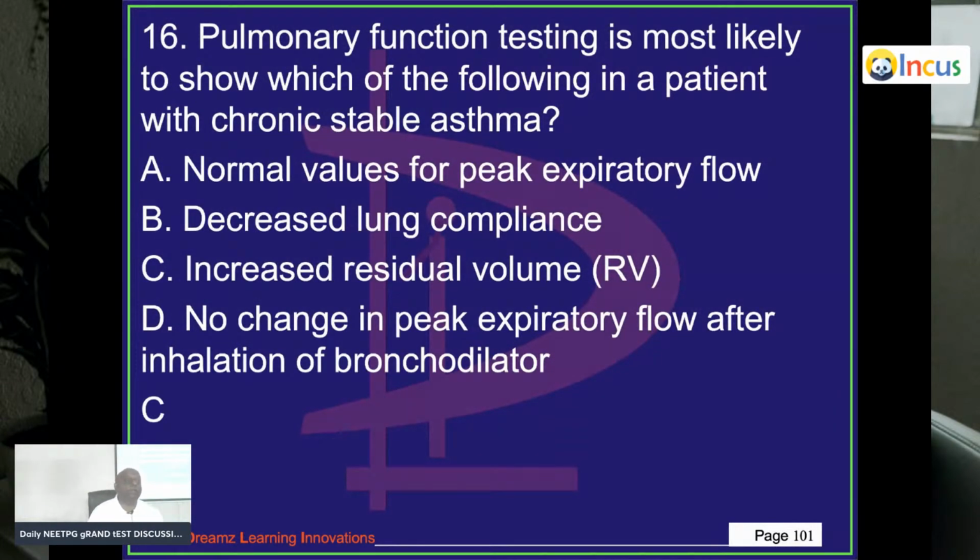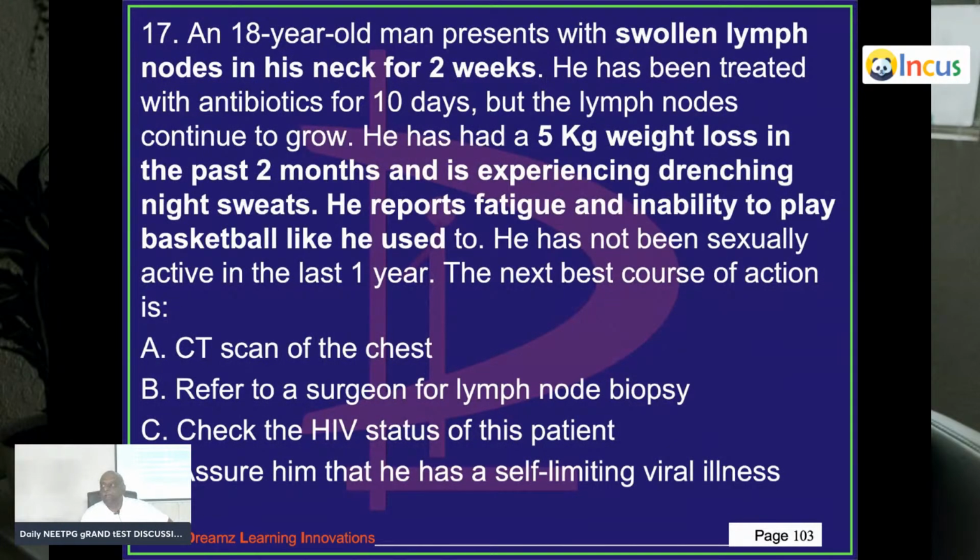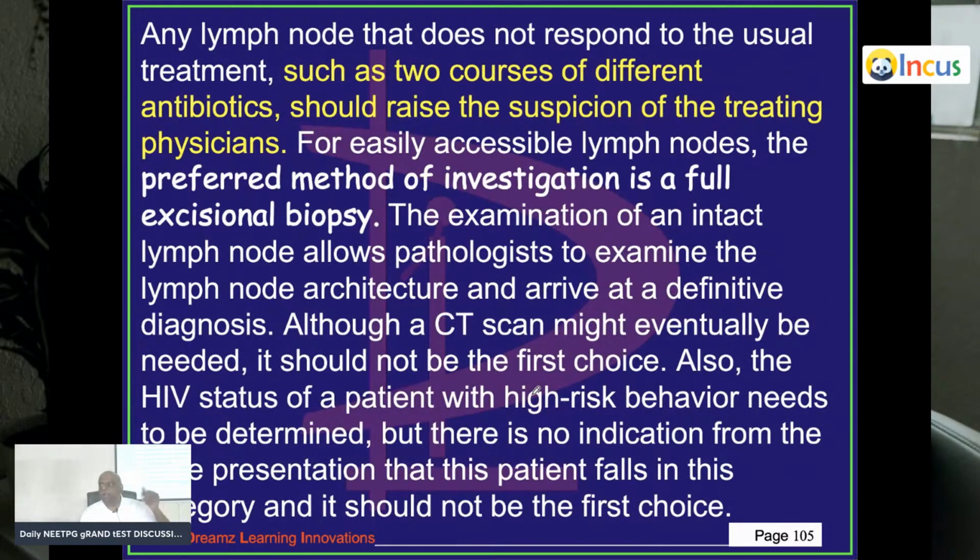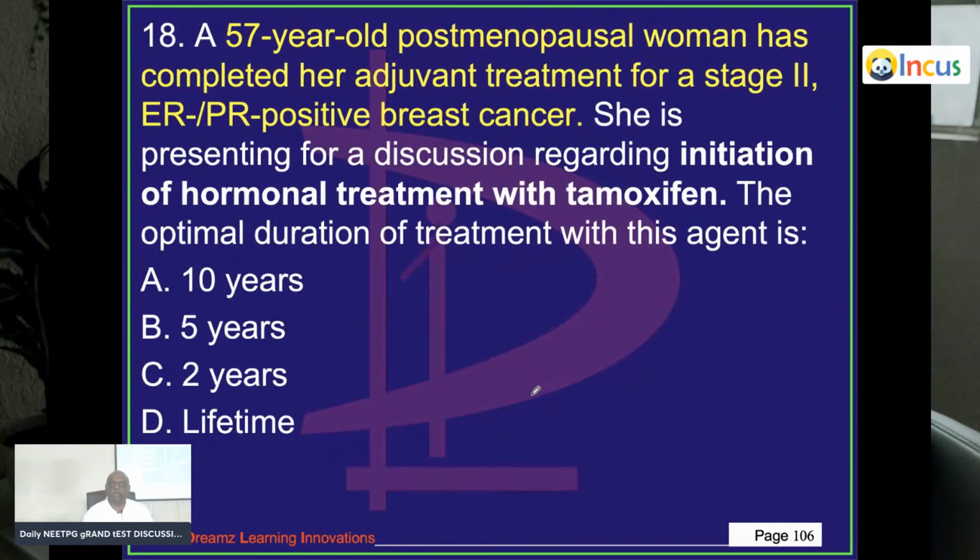Pulmonary function testing to show which patient has chronic stable asthma. Obviously asthma is an obstructive lung disease. That's the reason residual volume will increase. 18-year-old man with swollen lymph nodes in the neck for 2 weeks, 5 kg weight loss. Refer to the surgeon for lymph node biopsy. Any lymph node that does not respond to usual treatment, like 2 courses of antibiotics, should always raise a suspicion. That is the point of interest here.